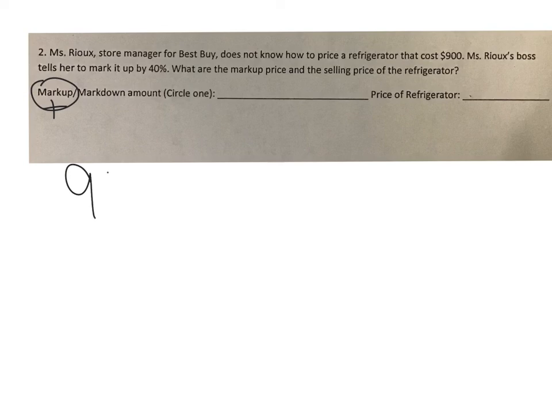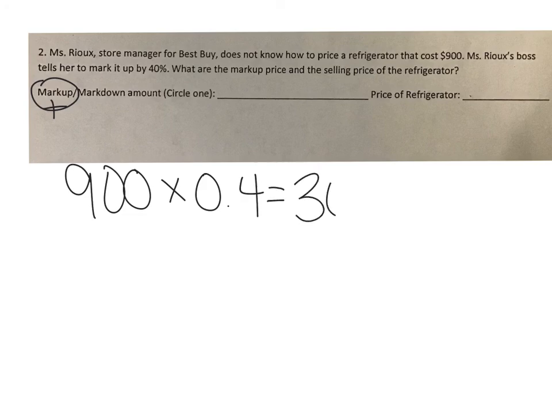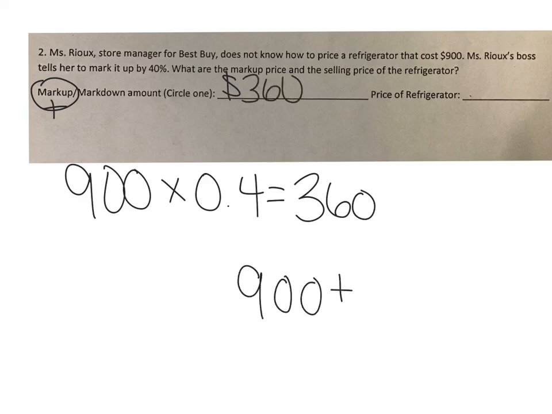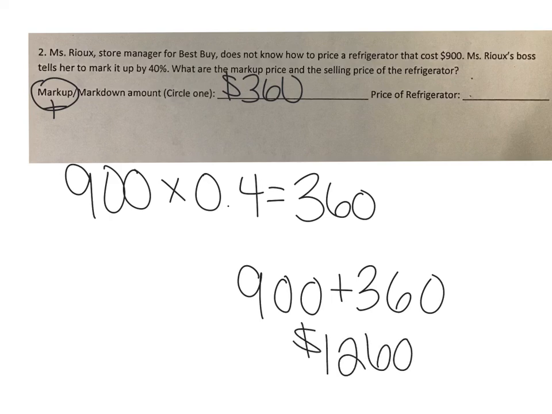So we're going to find our $900 times 0.40, or 0.4 for our 40%, and that gives us $360. So our markup is $360. So we're going to take our $900 plus our $360 for our markup, and we get $1,260. So that's what the new price of our refrigerator would be, including the markup.